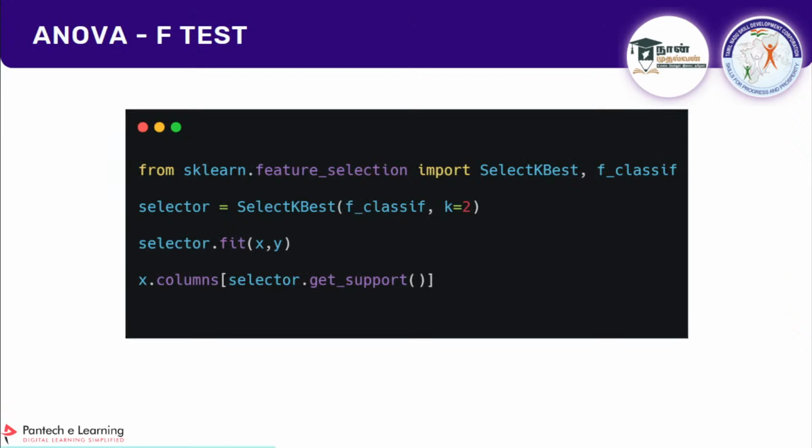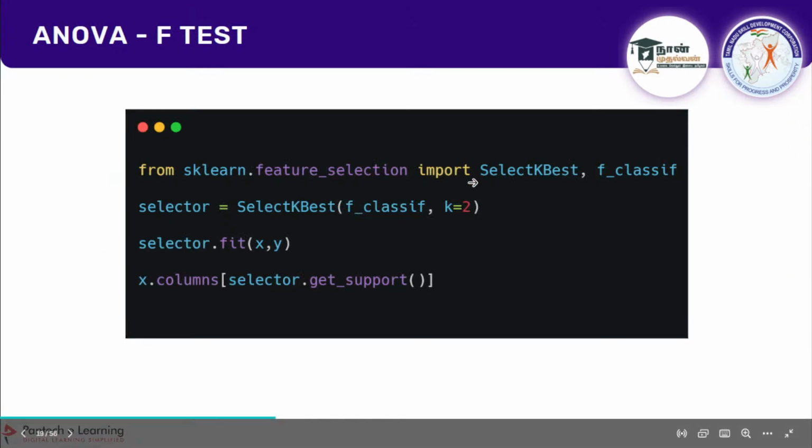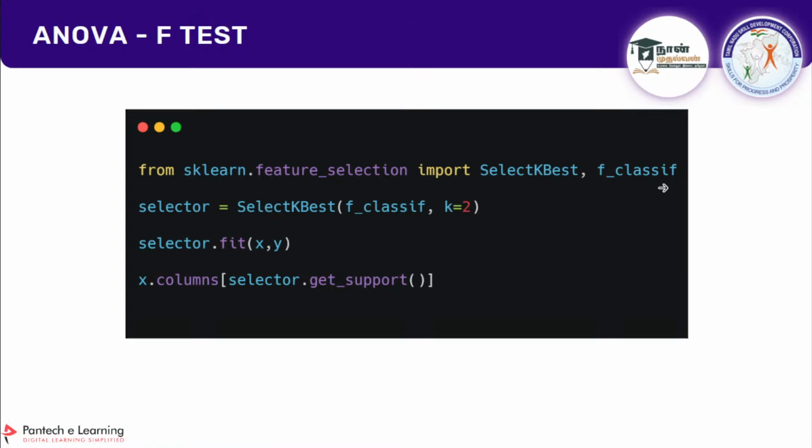From sklearn.feature_selection, import SelectKBest and f_classif. So this will perform the F test, which is also called Anova, analysis of variance. You can go and fit the data, pass this inside SelectKBest. You can go with SelectKBest or percentile based on your requirement. You can do the same thing, you will get the output.